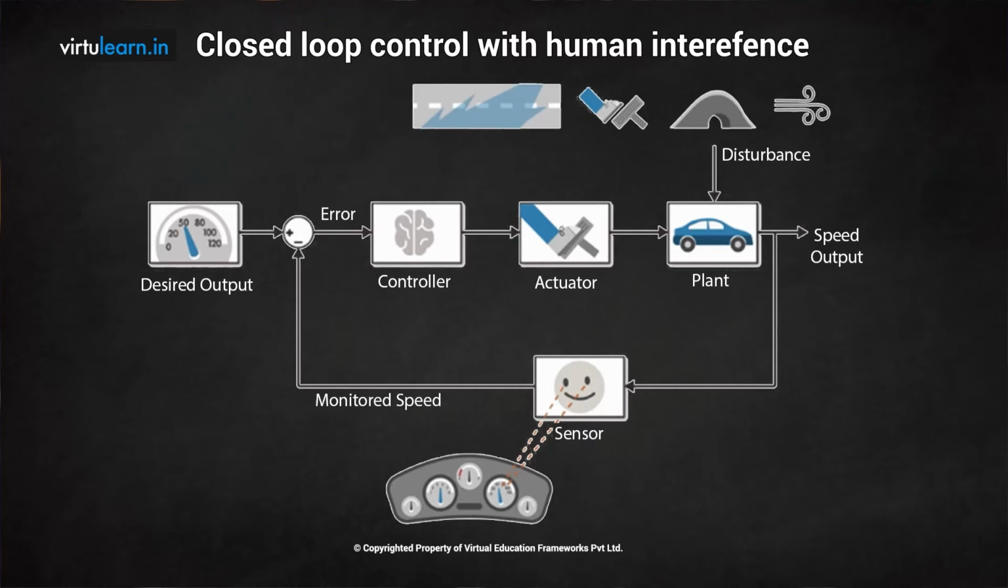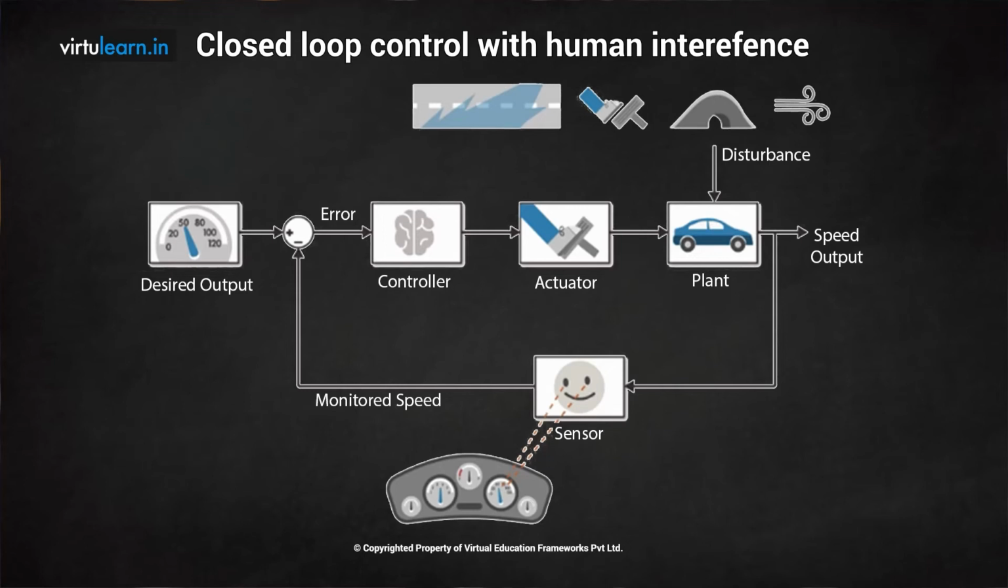So when there are disturbances, let us say you have an upslope, then we need to put more force on the pedal to increase the speed, to maintain the speed at 50 km per hour. So when there are speed breakers or when there is wind, for all these conditions your brain will act as a controller and take appropriate action, and you are going to pedal the accelerator properly, so that your car will always drive at a speed of 50 km per hour.